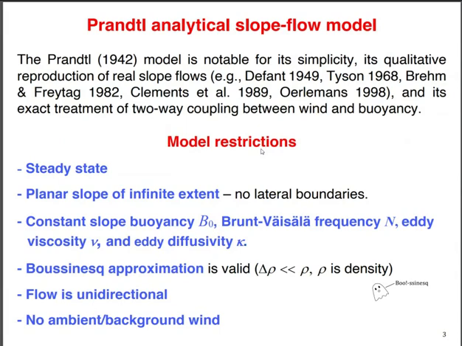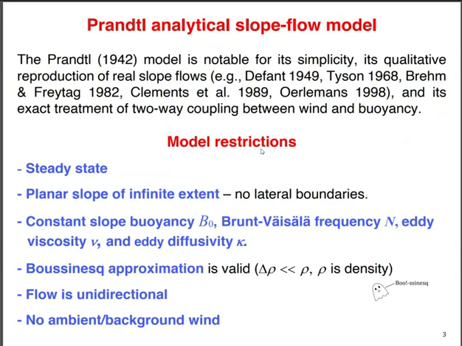You do get flows of the right sense, and you get a jet-like structure to it. The Prandtl model is also noteworthy in that it is an exact solution of the Navier-Stokes equations and the thermal energy equation, and the two-way coupling between the two is preserved. That's partially why this is a milestone in mountain meteorology and geophysical fluid dynamics. But as I mentioned, it really is a stripped-down version of reality, and there are a number of important model restrictions that we need to keep in mind.